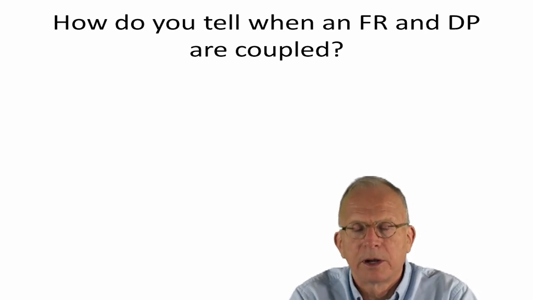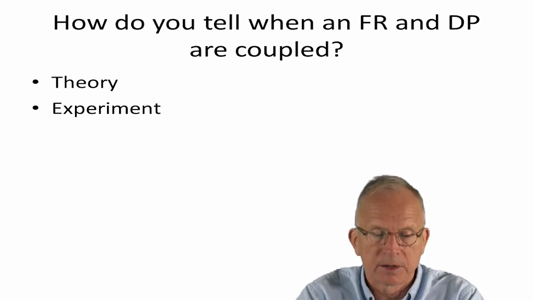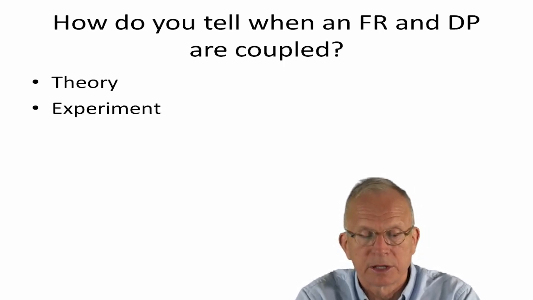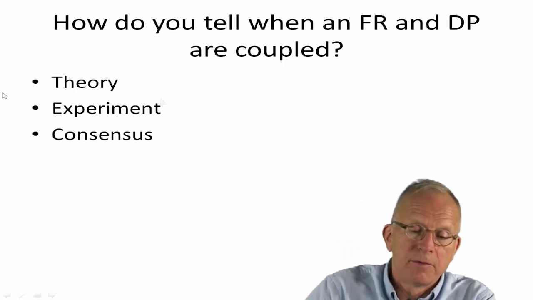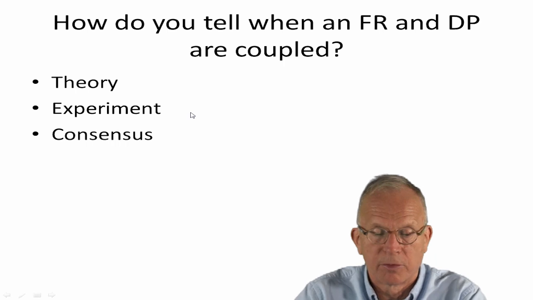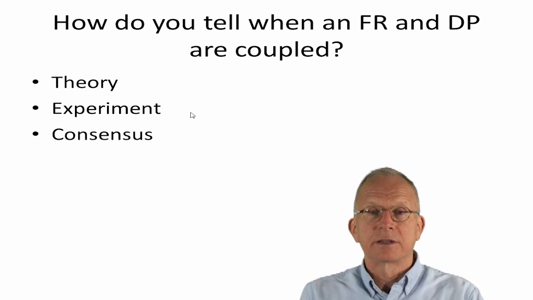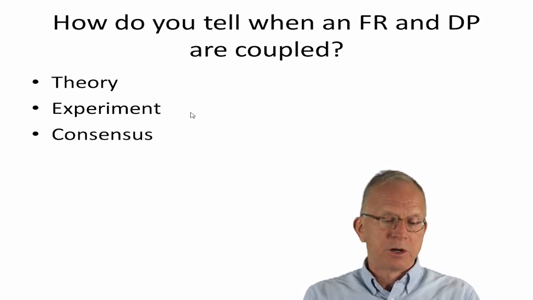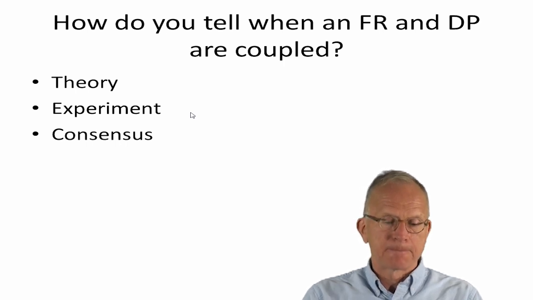So how can you tell when an FR and a DP are coupled? Well, there's theory, and we saw some theoretical development. There's an experiment, and we saw some results of a real experiment and one that was hypothesized. And then consensus. This is sort of the last act of desperation. If you don't have good theory, if you don't have an experiment, and you can't develop the theory or you can't perform the experiment, then sometimes we just rely on consensus. Get all of the engineers who are responsible for it and see if you can get them to agree if there is coupling or not.